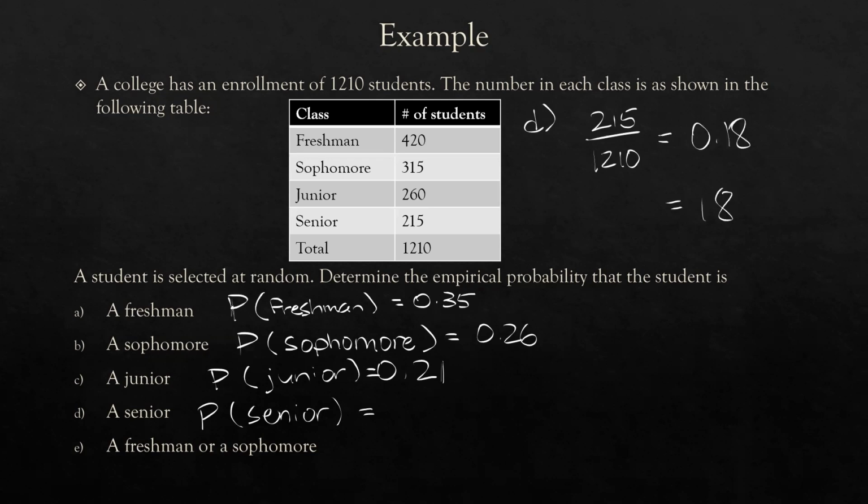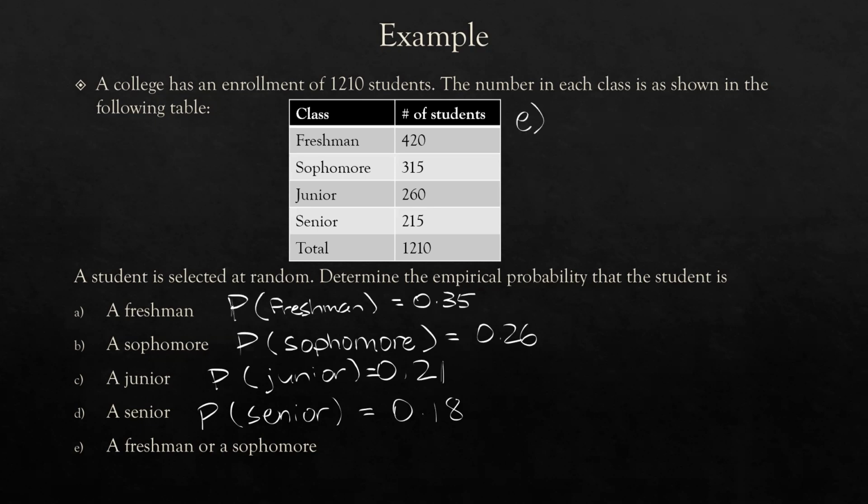which is 18%. And notice here that all of these numbers for part A, B, C, and D, if I add them all together, I get 1. The probability that a student that I choose would be a freshman, a sophomore, a junior, or a senior has to be 100%. If I'm picking somebody, it's going to be one of those. So all of your probabilities together need to add up to 1 or 100%.